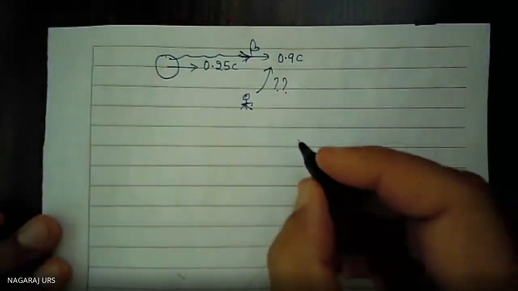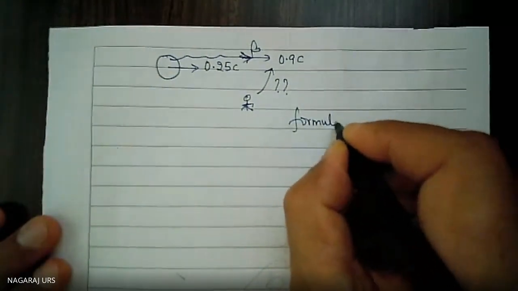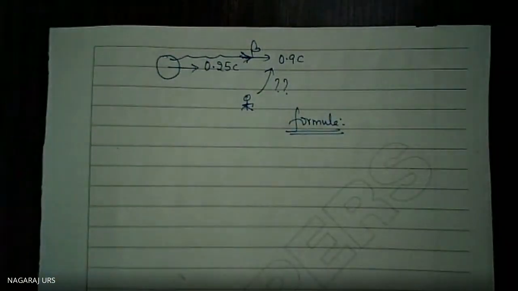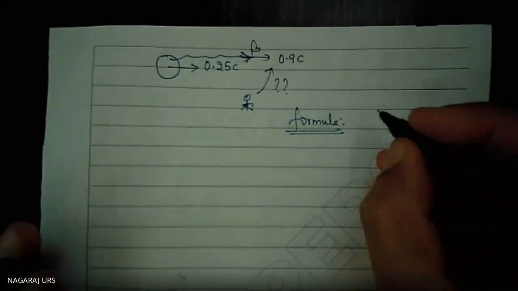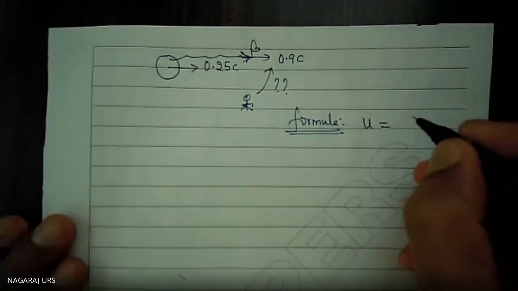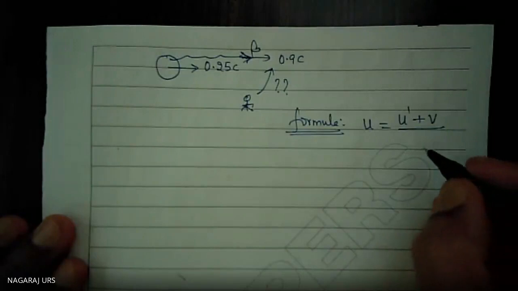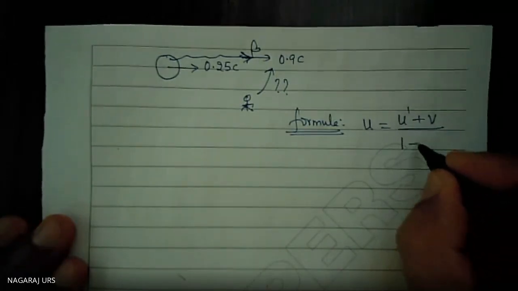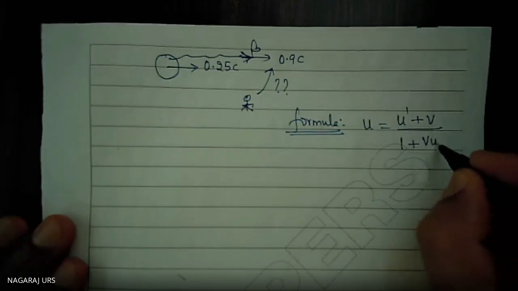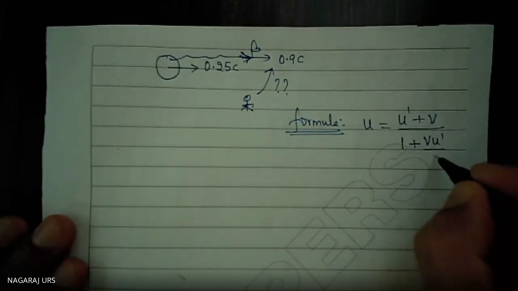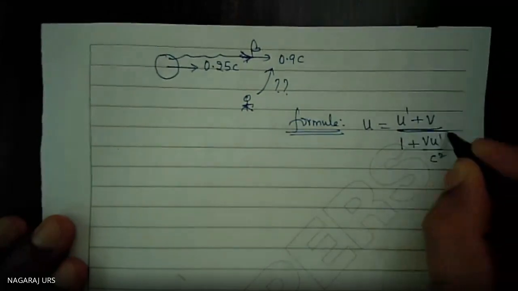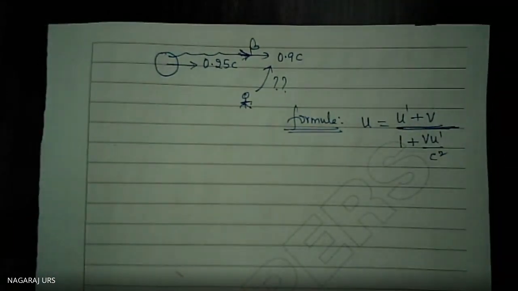You know about the formula. Which is that formula? Velocity addition theorem formula. U is equal to (U dash plus V) divided by (1 plus V U dash divided by C square). This is the velocity addition theorem. Only the thing is, which is V, which is U, U dash and other things, you are supposed to think.